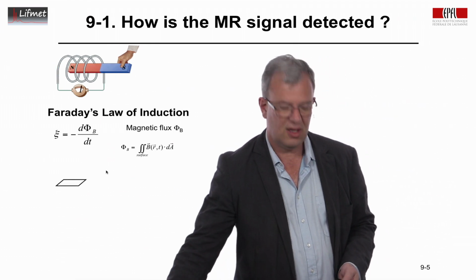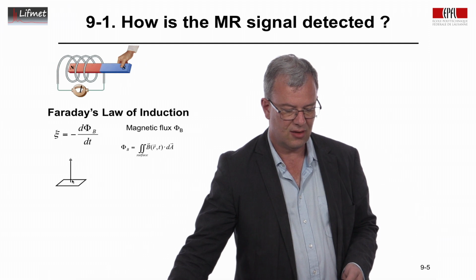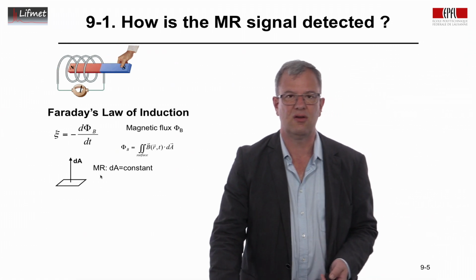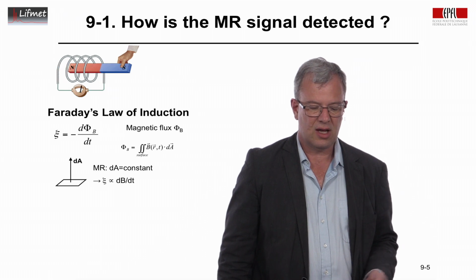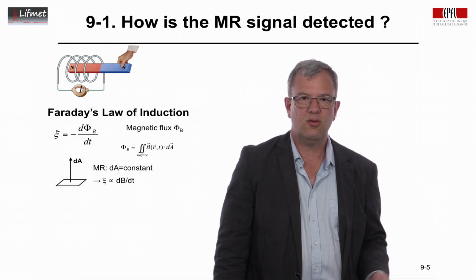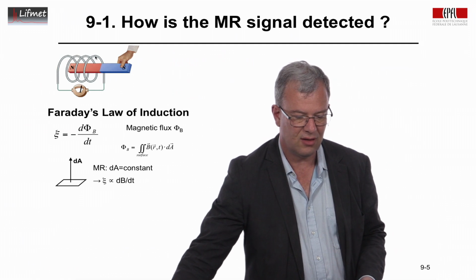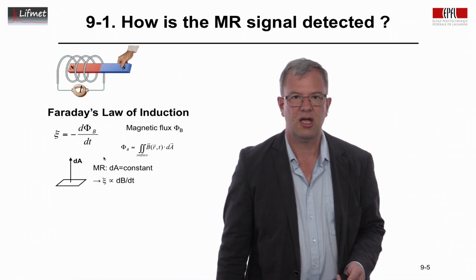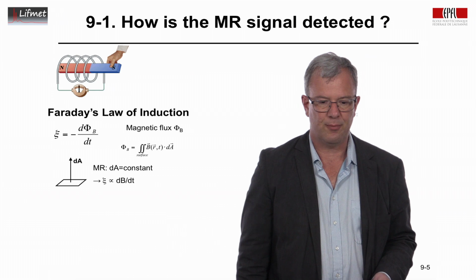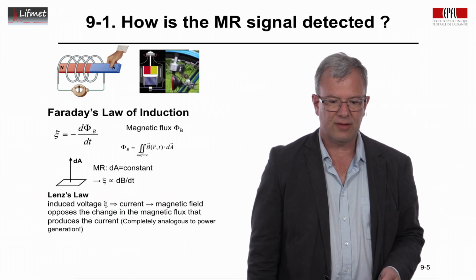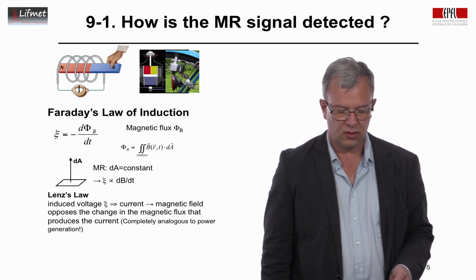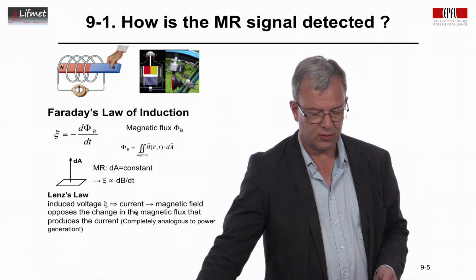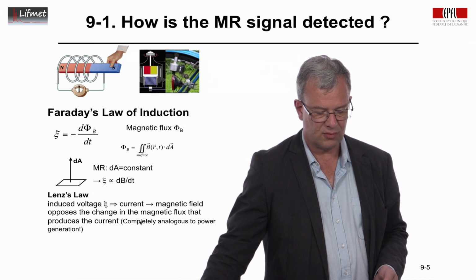So if we look at what this means, we have the surface vector dA here. It's perpendicular to the surface. And in magnetic resonance, the surface is constant. We don't change the orientation, so this is a constant. And so basically, the induced voltage in the coil is proportional to the change in magnetic field with time. We have Lenz's law to consider: the induced voltage produces a current, which produces a magnetic field that opposes the change in magnetic flux.